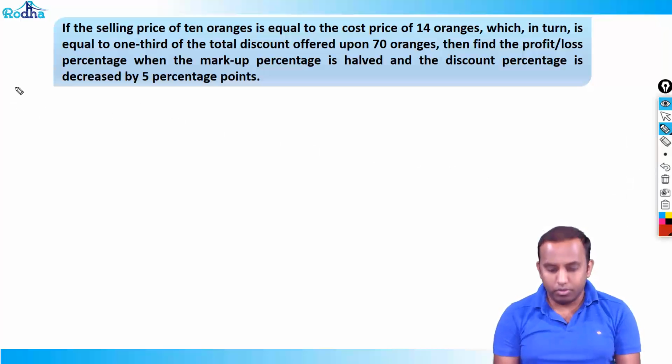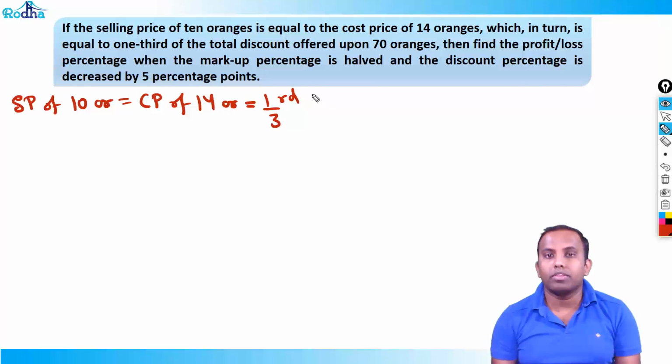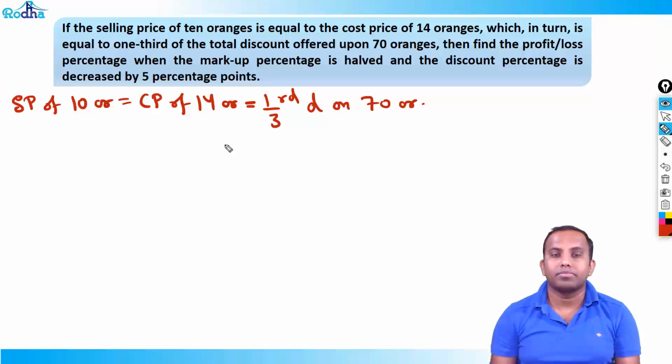Okay, now see, the selling price of 10 oranges is equal to the cost price of 14 oranges, which in turn is equal to 1/3 discount on 70 oranges. These all are equal. Okay, now let's assume something.